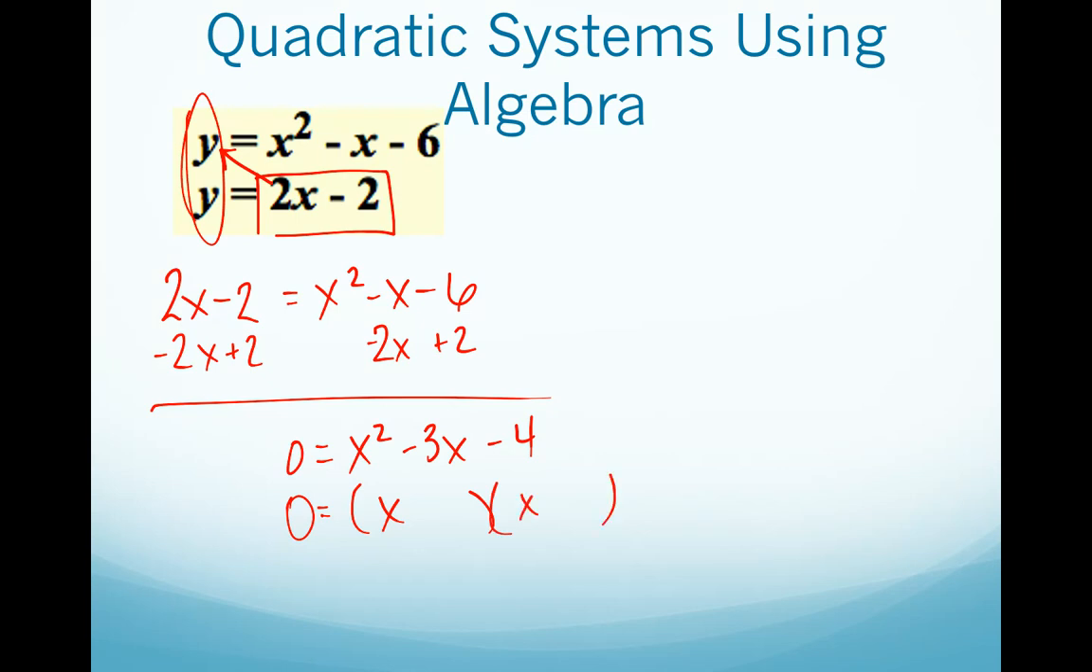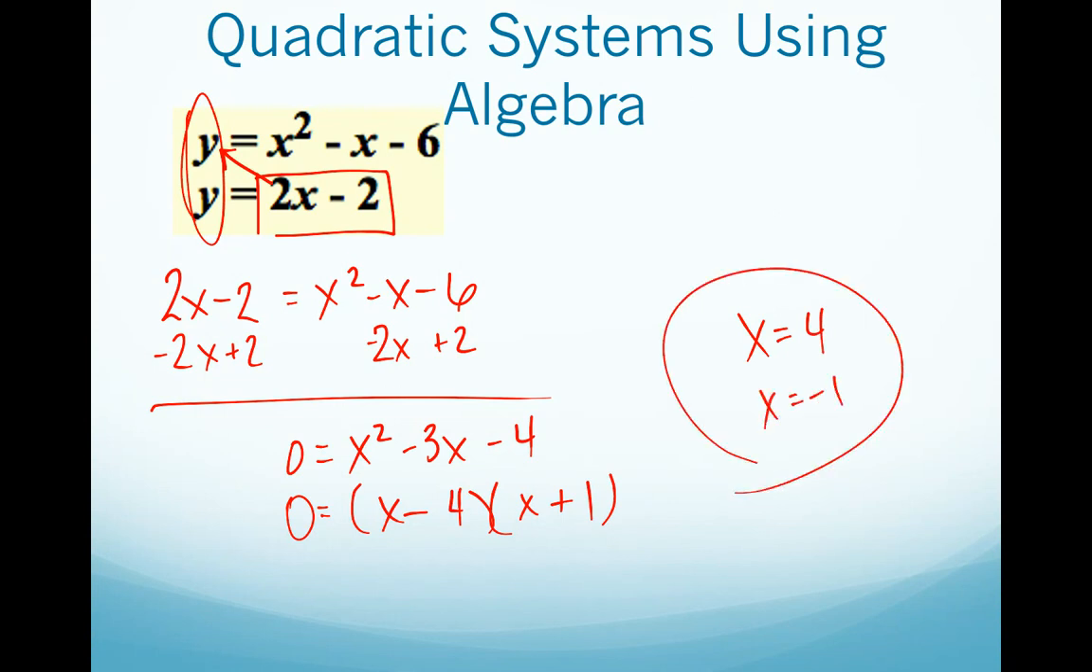x times x to get x squared. 4 times 1 will multiply to give me 4. If I use a -4 and a +1, that'll give me that -3 in the middle. So I get x equals 4, x equals -1. If I needed to solve for y, I could. So if I needed the whole ordered pair, I would plug these in one at a time. So when x is 4, I would have 8 minus 2. That's going to give me y equals 6. If I have x equals -1, that's going to be a -2 minus 2. That'll give me y equals -4. So these are our ordered pairs.